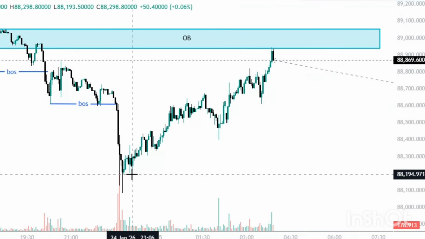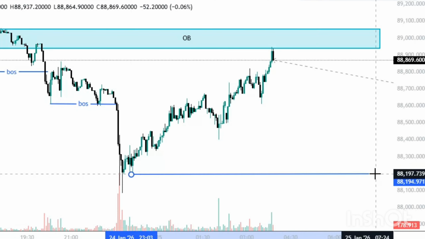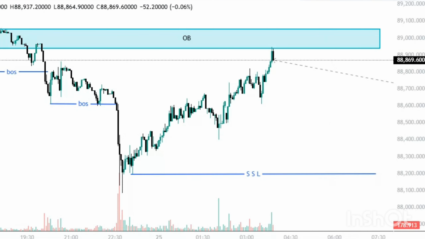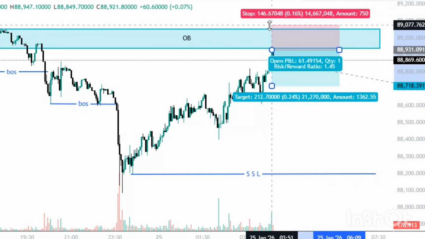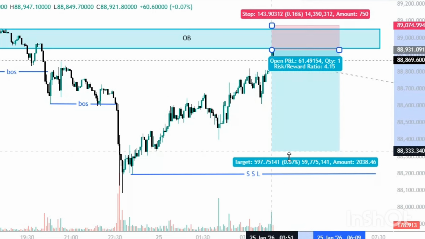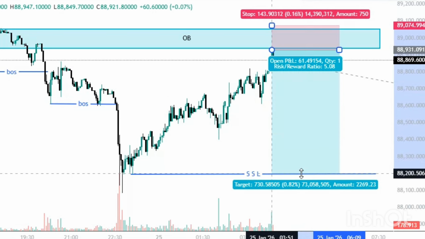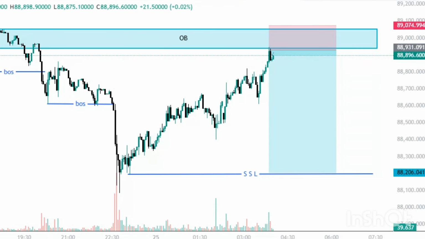Now, before entering, we define our exits. For the target, I'm using sell-side liquidity, the equal lows and resting liquidity below the market. That is where buy stops are sitting. So the trade plan becomes clear. Entry, sell after confirmation inside the order block. Stop loss, above the order block. Target, sell-side liquidity below. The trade aligns with the higher timeframe bias, liquidity narrative, and structural logic.